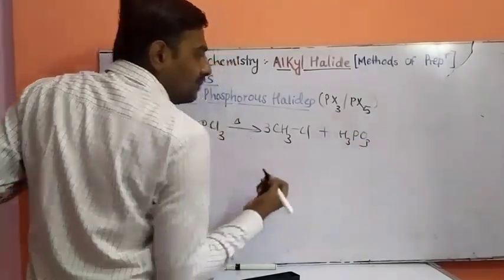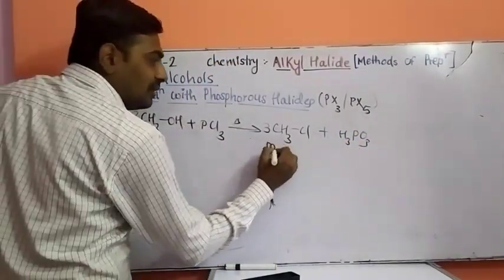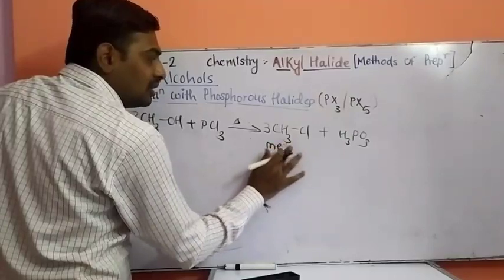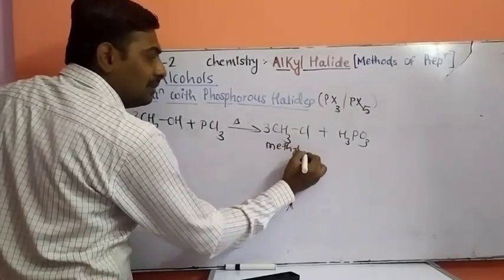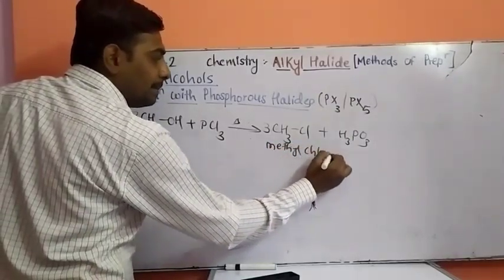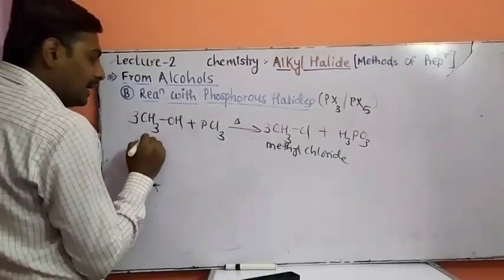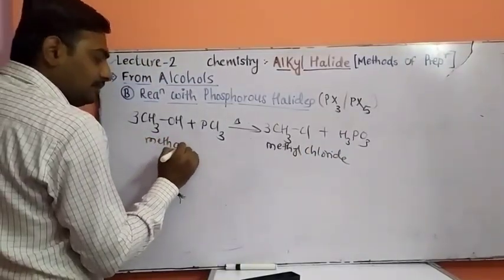SO2 and HCl as byproducts of this reaction. So what will be the name for the product? It will be methyl chloride. And what will be the reactant? It will be methanol.